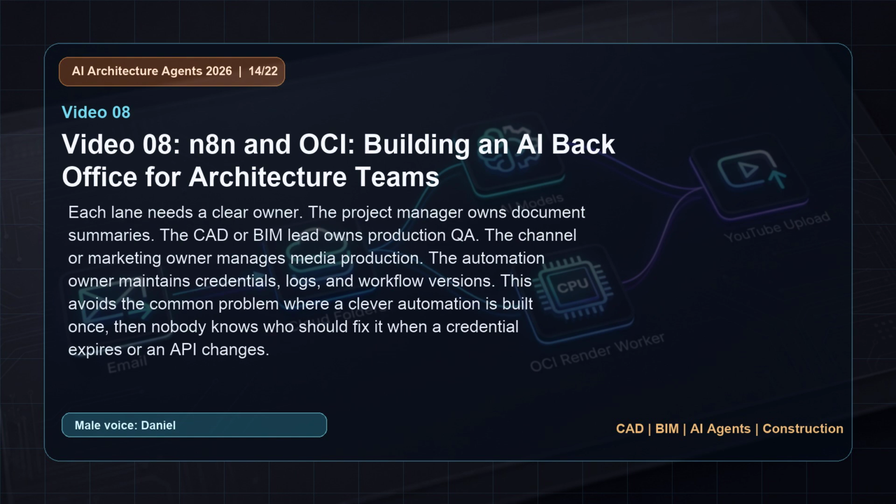Each lane needs a clear owner. The project manager owns document summaries. The CAD or BIM lead owns production QA. The channel or marketing owner manages media production. The automation owner maintains credentials, logs, and workflow versions. This avoids the common problem where a clever automation is built once, then nobody knows who should fix it when a credential expires or an API changes.